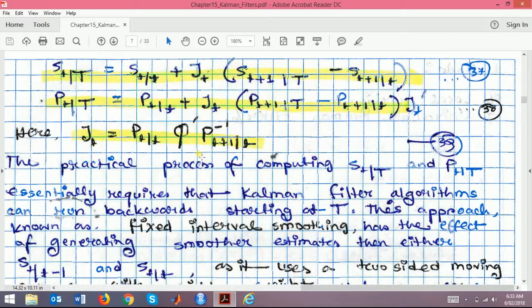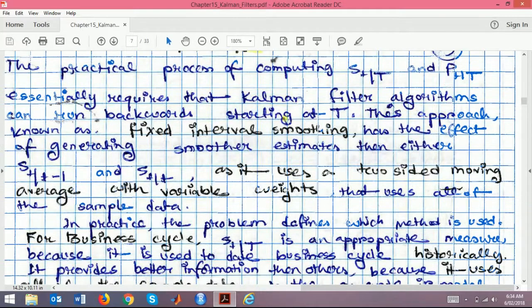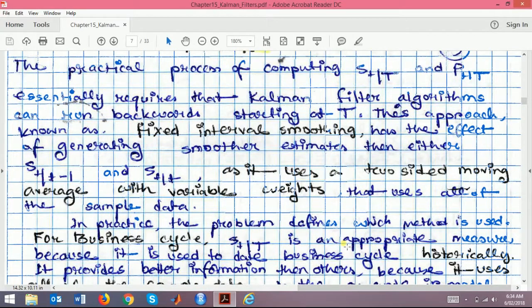P1 for the entire time period is equal to P11 plus J times P2 for the entire time period minus P21, multiplied by J transpose. Well, J is P11 phi transpose divided by the conditional variance, the one step ahead variance P21. That's all. The practical process of computing S1 for the entire time period and P1 for the entire time period essentially requires that Kalman filter algorithms can run backward starting at time t.